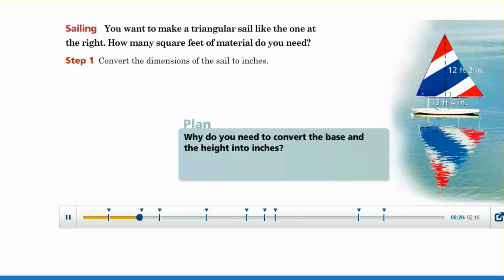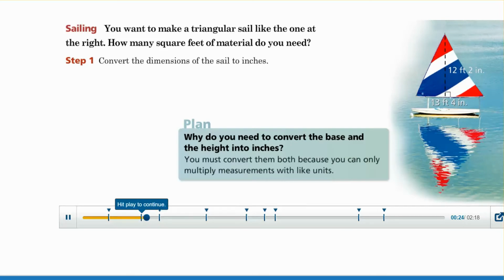Why do you need to convert the base and the height into inches? You must convert them both because you can only multiply measurements with like units. And that's one of the things you're going to face when you do your homework today: make sure that when you're finding the area of a figure, both dimensions you're using are in the same measurements.